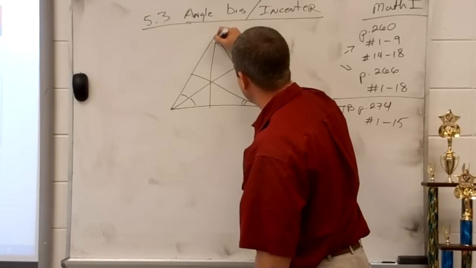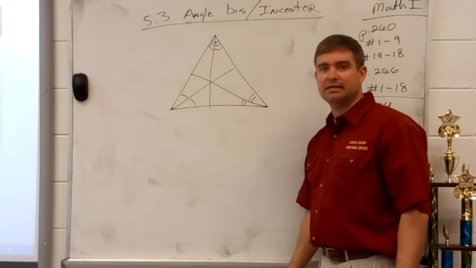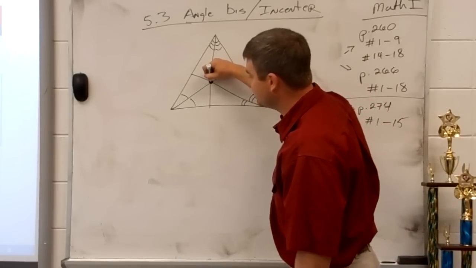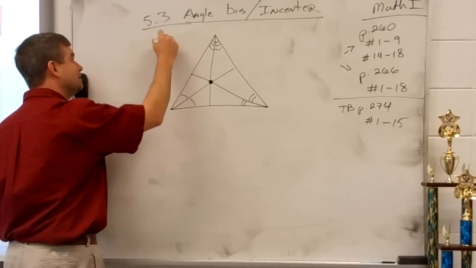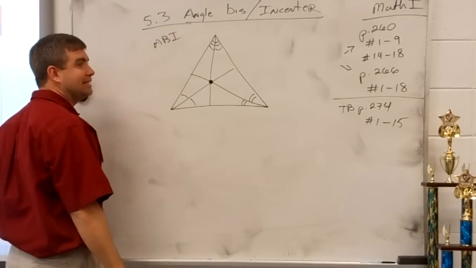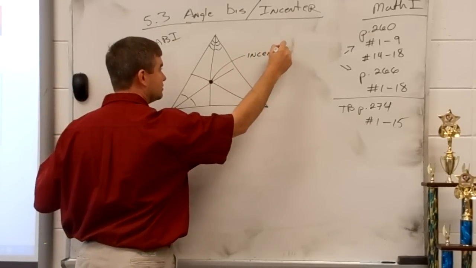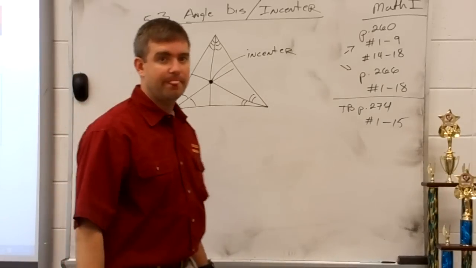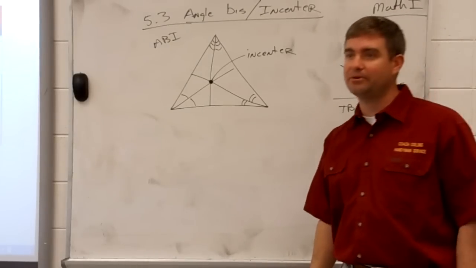We would cut this angle here. We would need 3 arcs to designate that that angle is congruent to that angle. And this point, the point of concurrency, when I draw the 3 angle bisectors, that's how we remember it, ABI. When I draw the 3 angle bisectors, then this is the incenter. The incenter has 2 special properties.